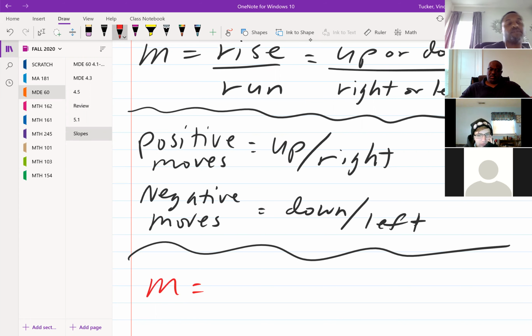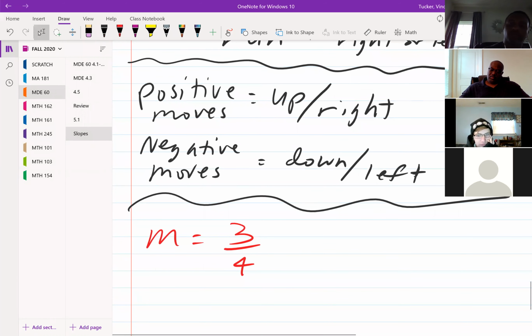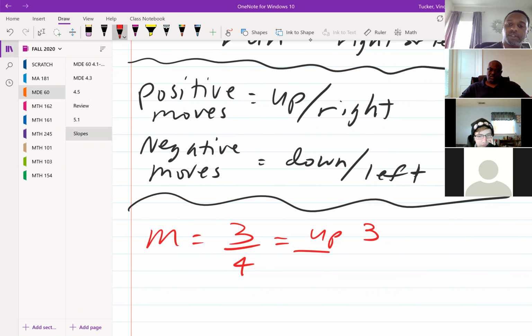So let's say if you had positive 3/4, both of them are positive, so that means I will go up 3 and right 4.